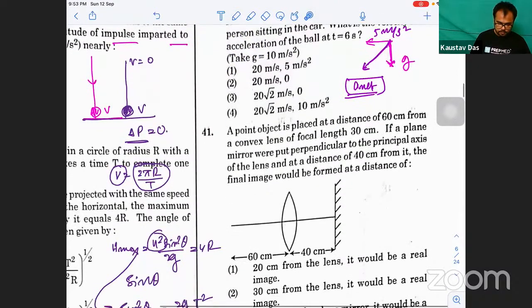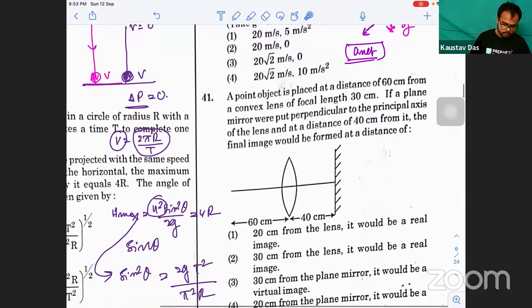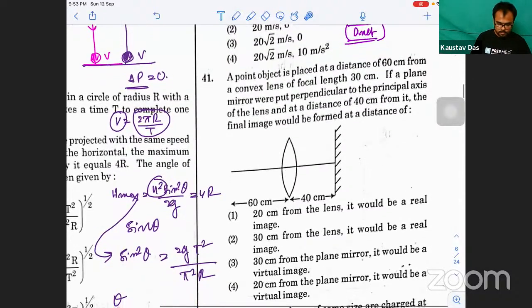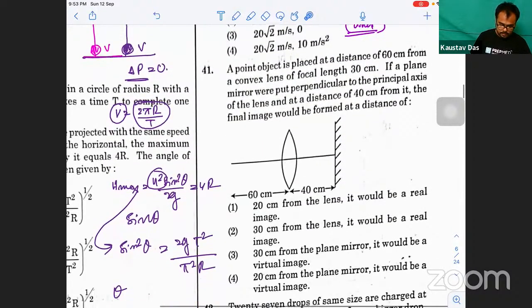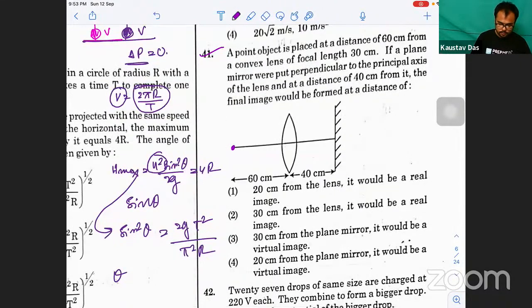Come to question number 41. A point object is placed at 60 centimeter from a convex lens of focal length 30 centimeter. If a plane mirror were put perpendicularly to the principal axis of the lens and at a distance of 40 centimeter from it, the final image would be formed at a distance of what?